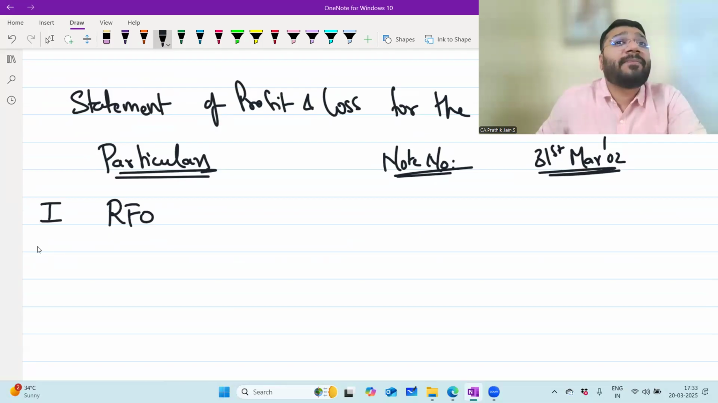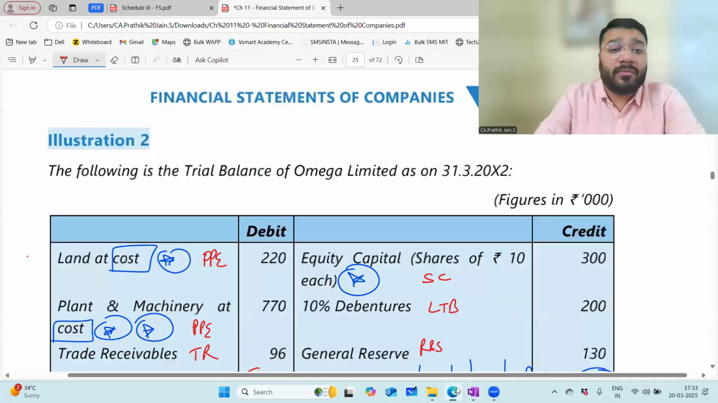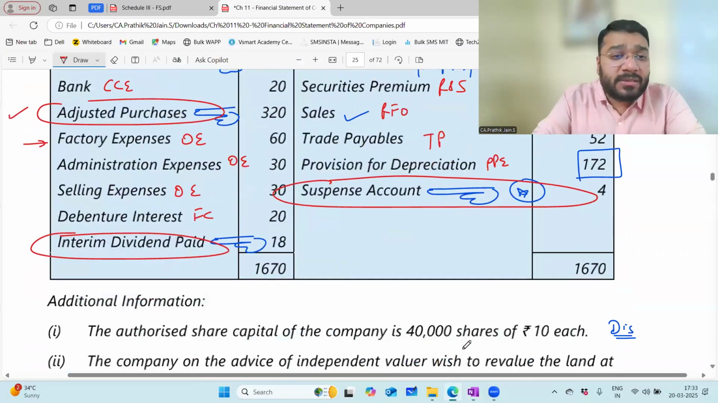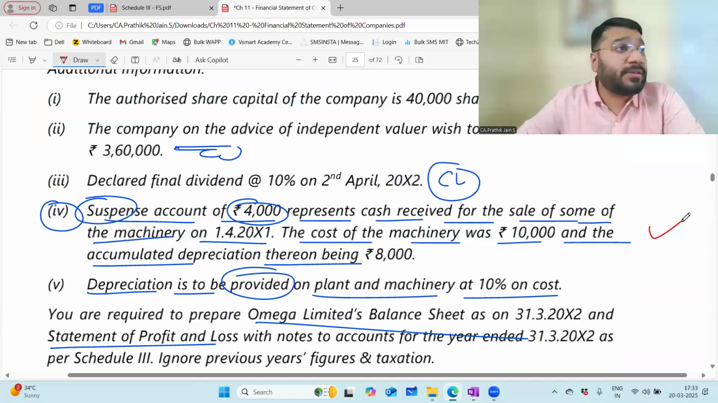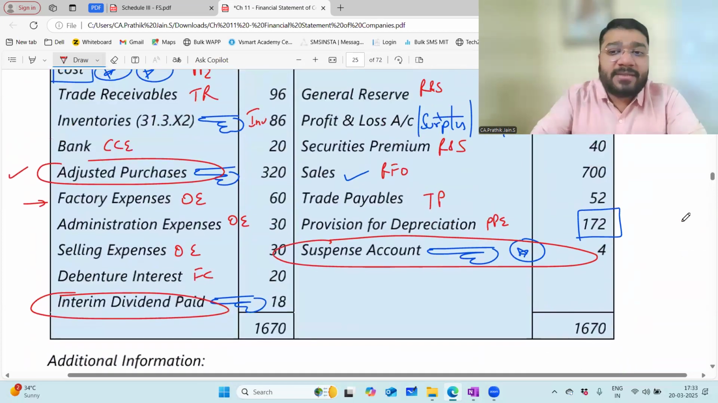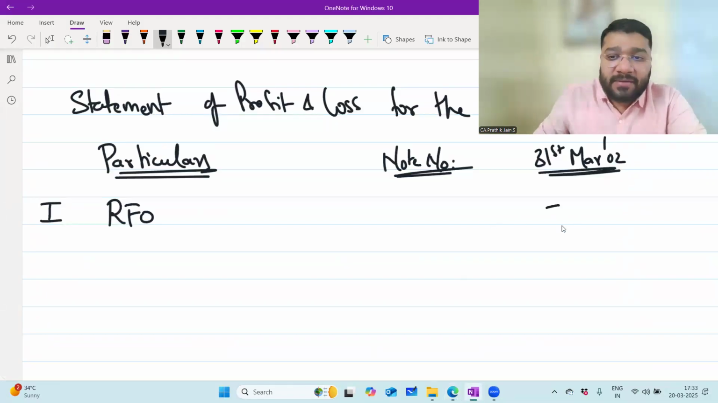Other income is there? So we don't know. Why we don't know? Because there is an asset that is being sold, so we don't know whether the asset is sold for profit or loss. Correct? So can I do the calculation first? But before that, write sales income 700. Please write 700.